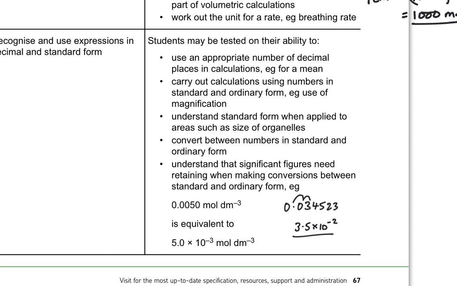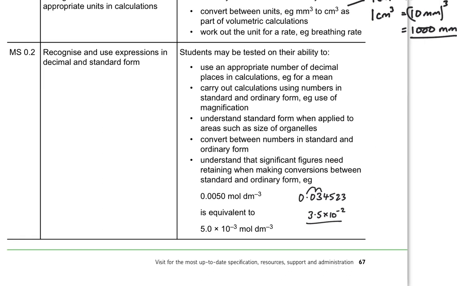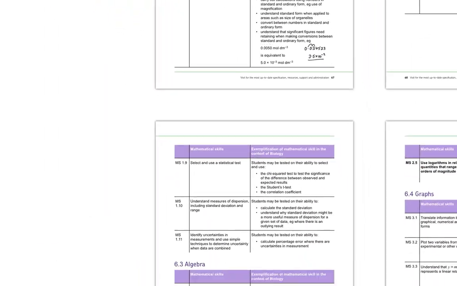A lot of people get the standard form right, but then haven't got the rounding right, so they'll put 3.4 times 10 to the minus 2. So be careful on standard form. But it's more reading questions for that one is the tip.